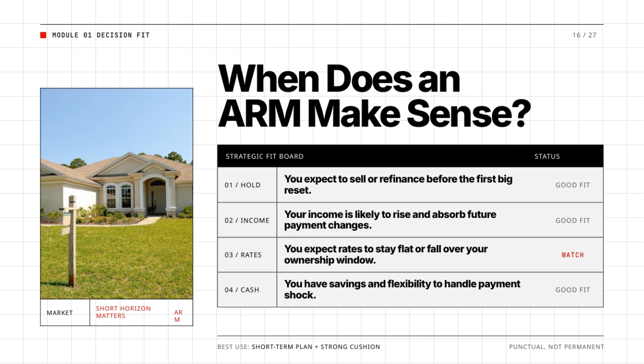Another important factor is having a financial cushion. If you have savings and the flexibility to handle potential payment shocks, the ARM fits well. The best use of an ARM is for a short-term plan combined with a strong financial cushion, since it's a punctual, not permanent, solution. This strategic fit helps you balance risk and opportunity when considering your mortgage options.